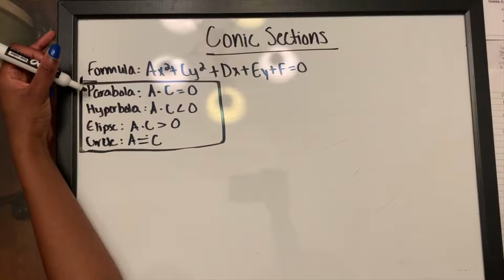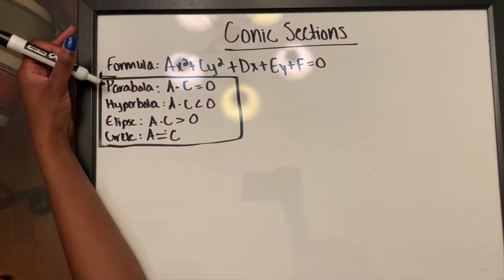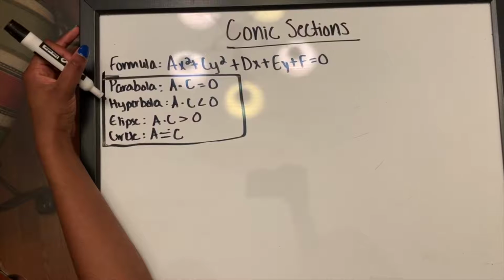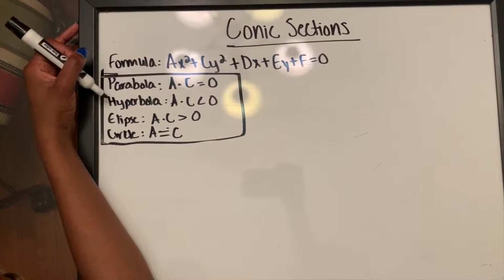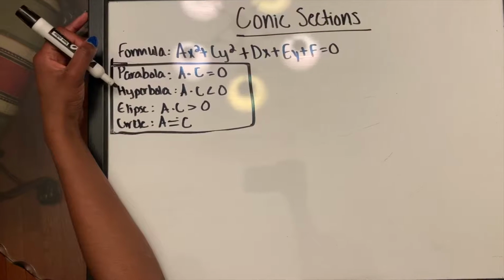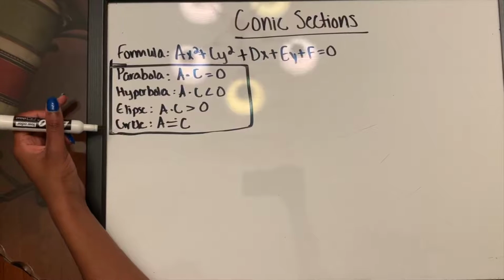To determine whether a conic section is a parabola, a and c would have to be multiplied, and it would have to equal 0. For a hyperbola, a times c would have to be less than 0. For the ellipse, a times c would have to be greater than 0. And lastly, for the circle, a would have to be equal to c.